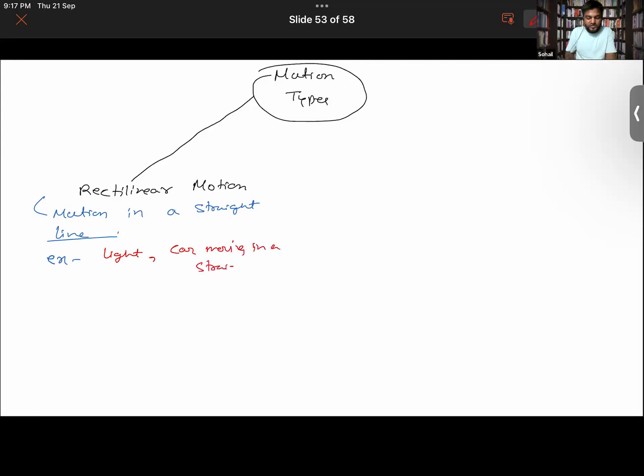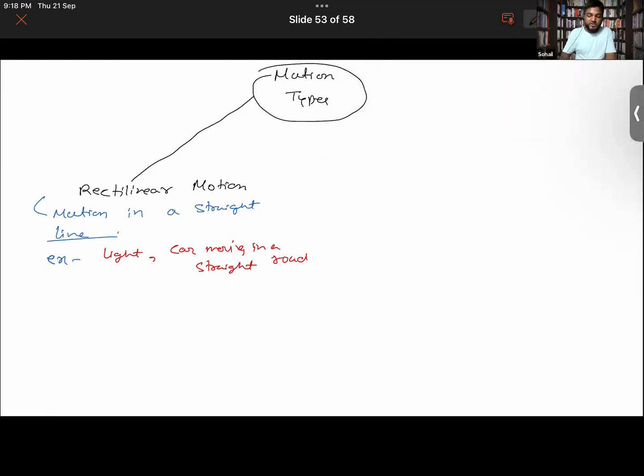Okay, Sundus, you also give one example. A cat walking on a street. A cat walking on a street, but on a straight pathway, no? So these are the examples of rectilinear motion, right?